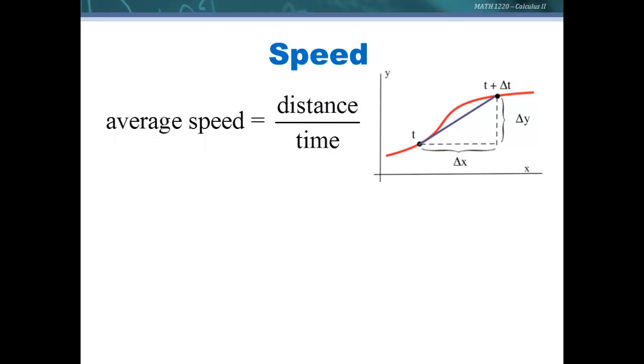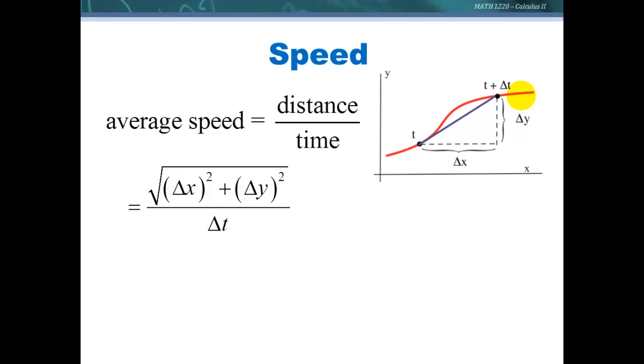Now let's revisit this idea of speed. If I'm looking at this particle moving from t to t plus delta t, and I see how it changed here, I could compute average speed, because that would be the distance it traveled over time. We could approximate that as this piece right here, which is simply the square root of delta x squared plus delta y squared, divided by the change in time, delta t, and this would give us the average speed.